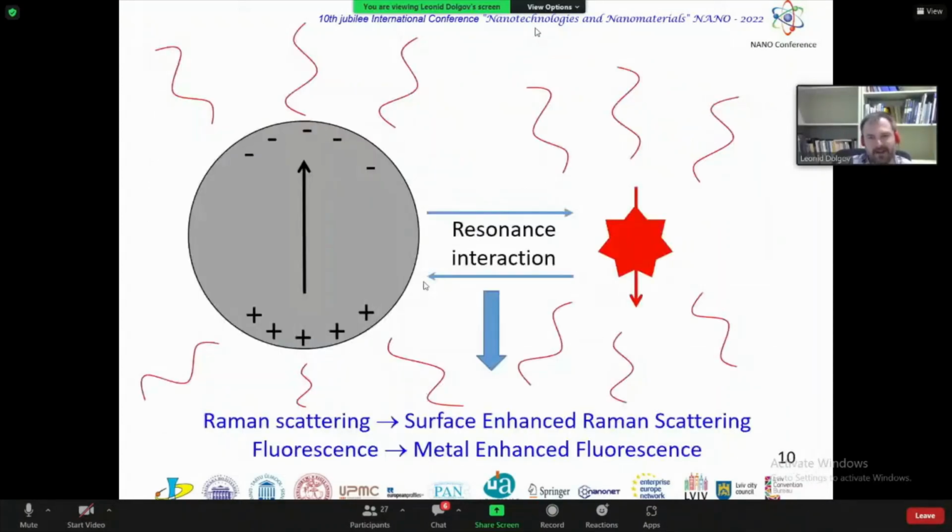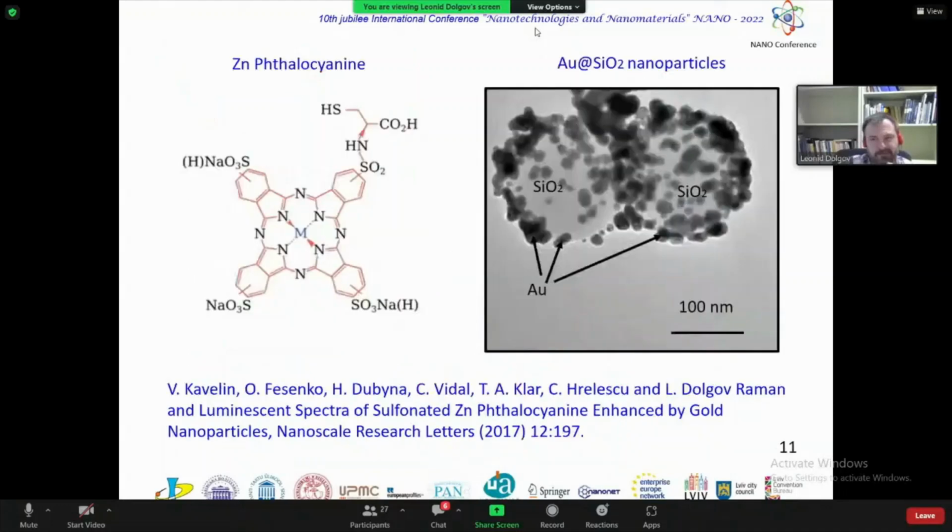When we place a fluorescence center near a nanoparticle, we have some resonance interaction, and it allows us to obtain surface enhanced Raman scattering, and from fluorescence, metal enhanced fluorescence. But to see these two effects together, not so many works are published about this. Therefore, we decided to check this possibility on the example of a zinc phthalocyanine emitter.